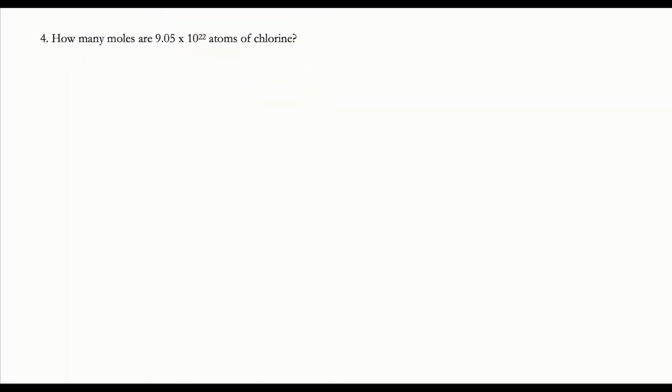All right, let's look at one last problem. It tells me I have 9.05 times 10 to the 22nd atoms of chlorine. Okay, so that is my given. And it asks me how many moles is that. So I want to get out of atoms, and so I'm going to do that by putting the unit atoms on bottom. So atoms is going to go on bottom, and moles are going to go up top. And I know, based on Avogadro's number, that 1 mole is 6.02 times 10 to the 23rd atoms.